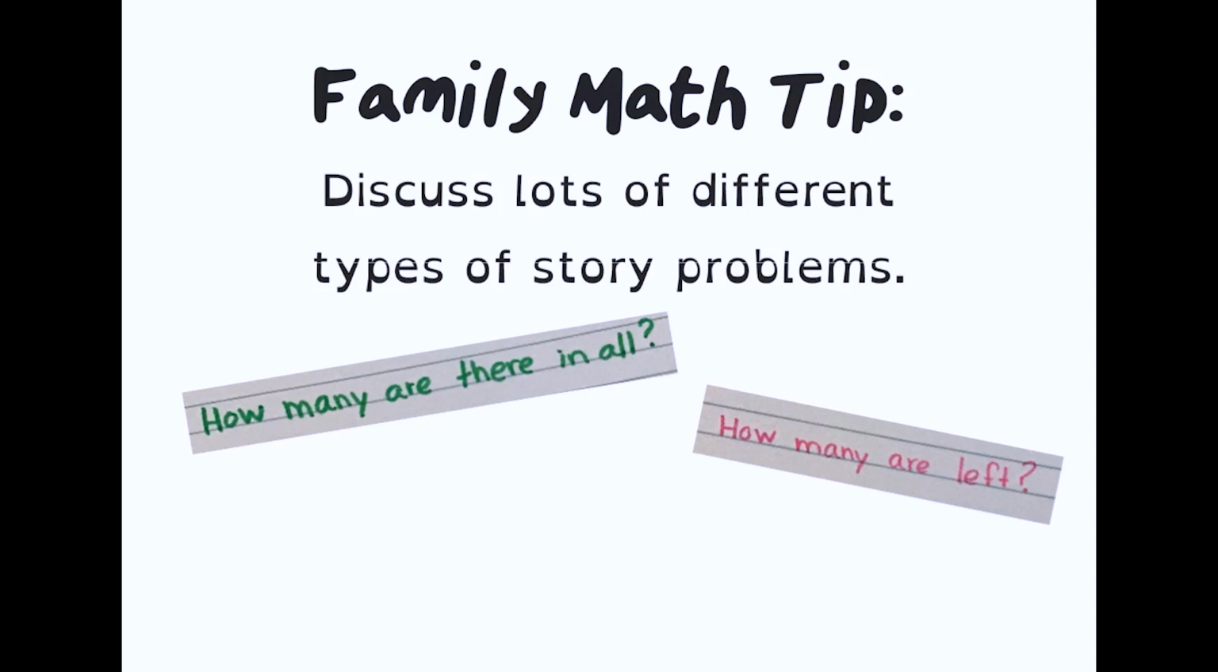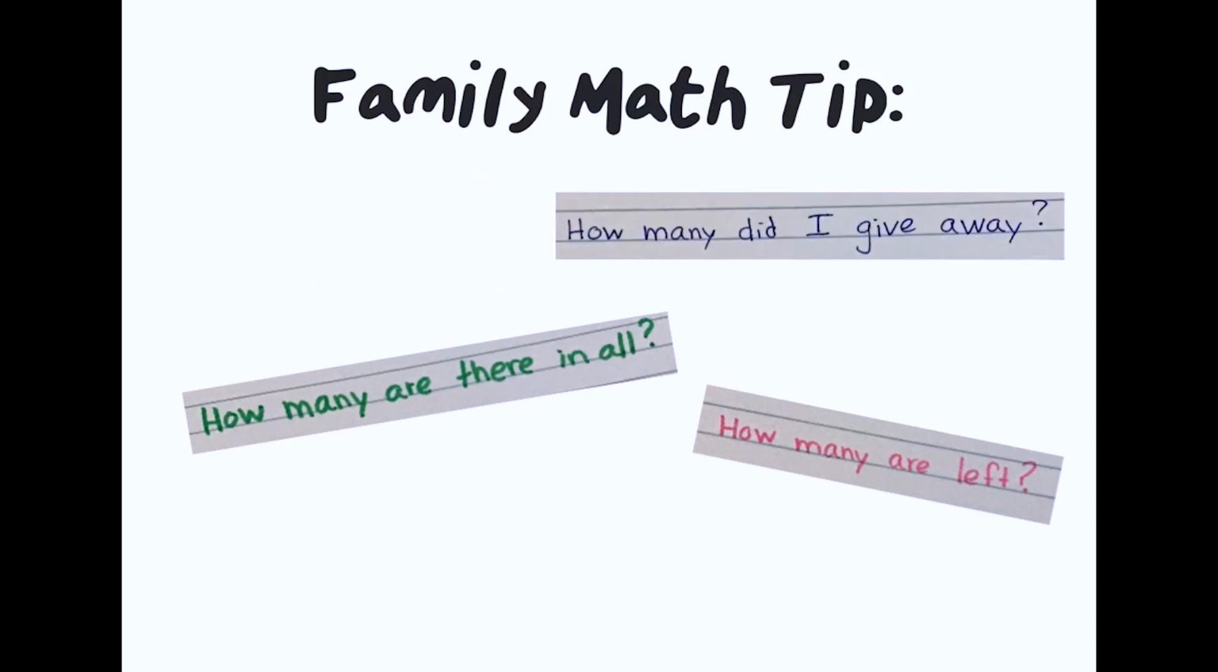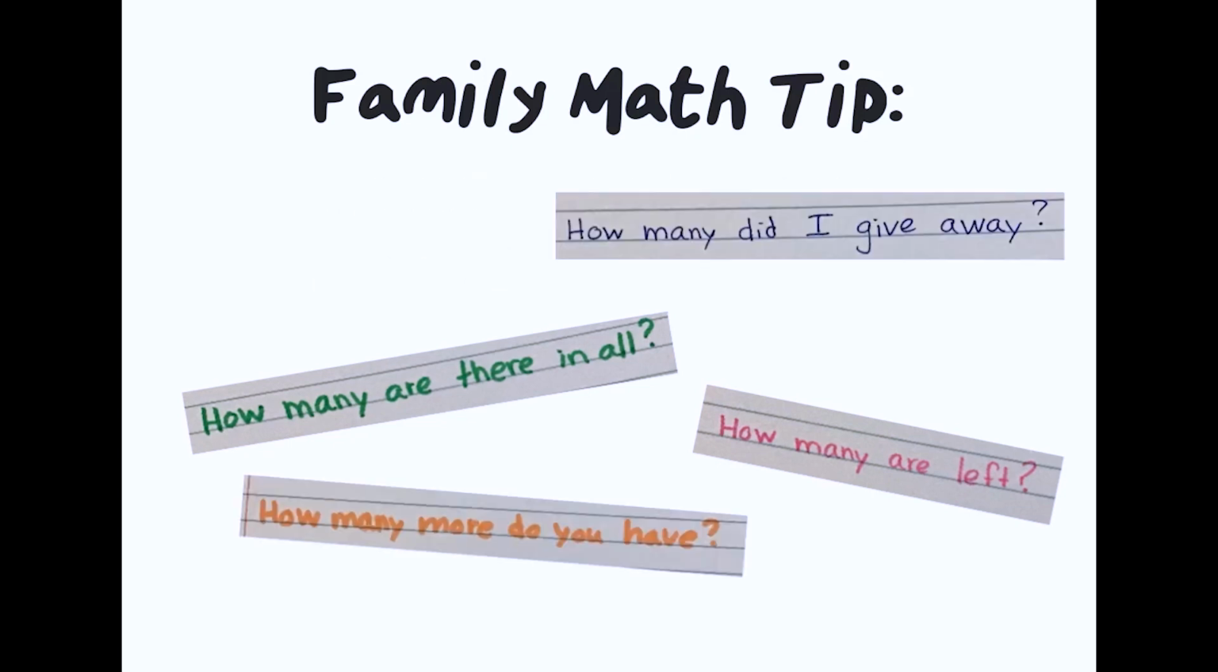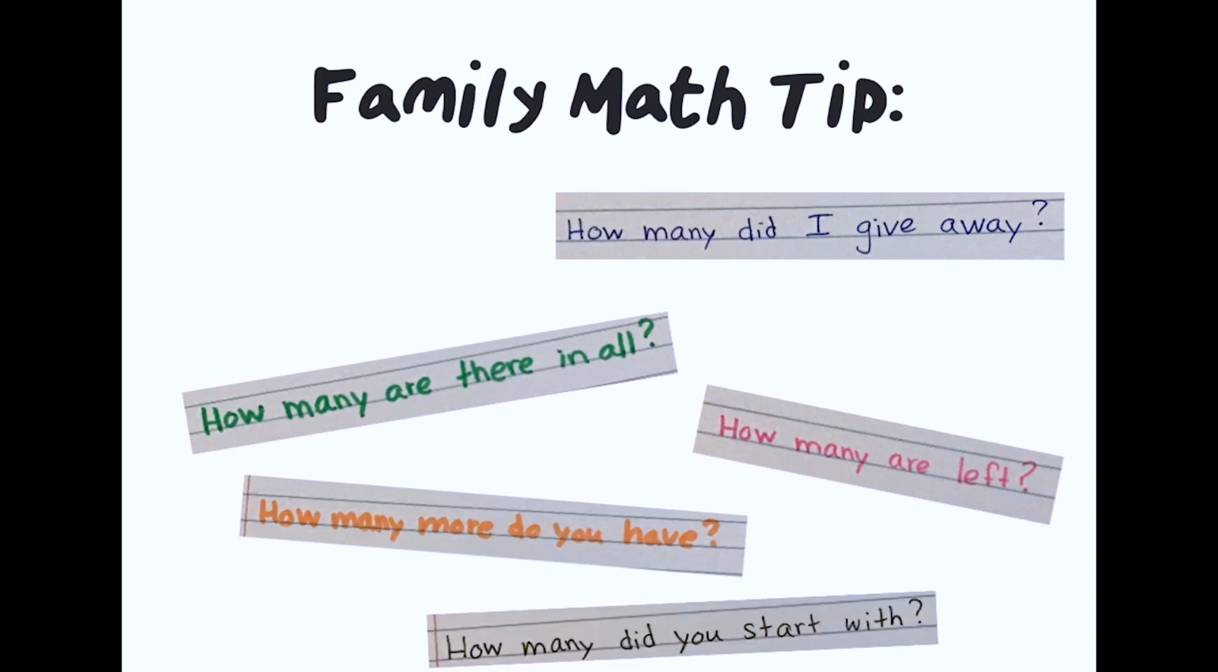Try also asking, how many did I give away? How many more do you have? Or how many did you start with? And remember, it's always okay to solve problems like this with addition or subtraction, as long as you're keeping track of which number is missing and its relationship with the other numbers in the problem. Enjoy the rest of your summer writing and solving story problems with your student.